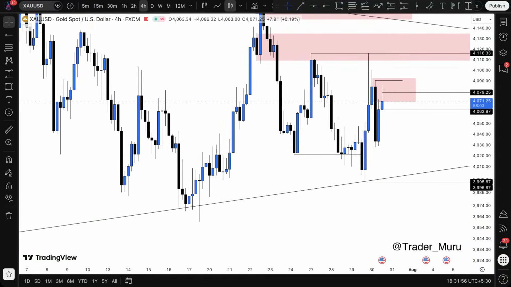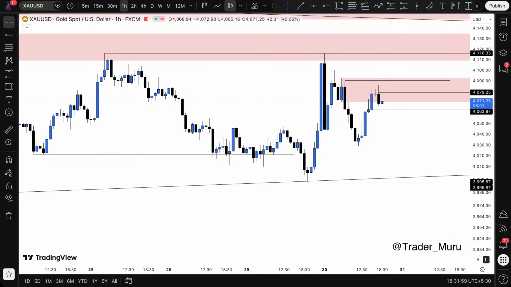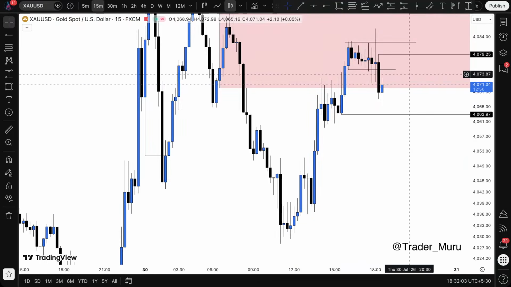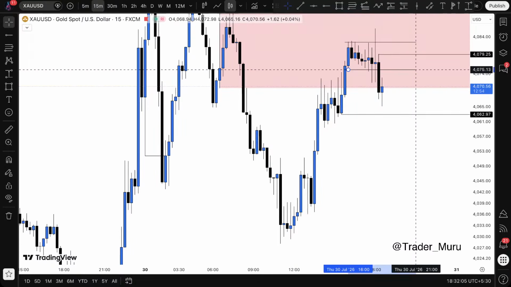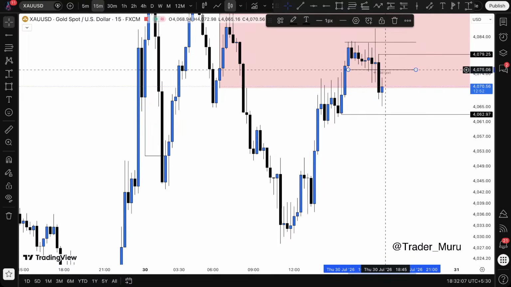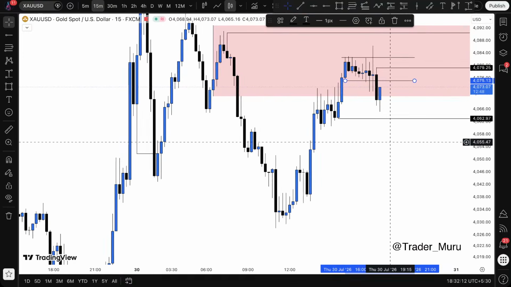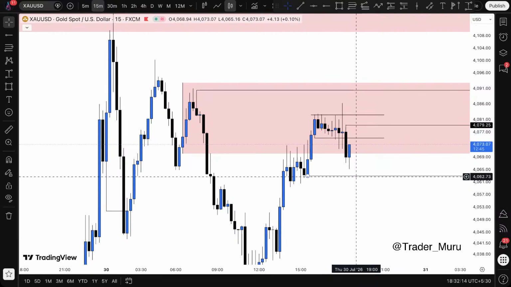So wait for confirmation here. 1 hour will soon close. If you want an early entry, you have the 15-minute range retest entry. If you get it, it will be much more accurate, at least to this level.